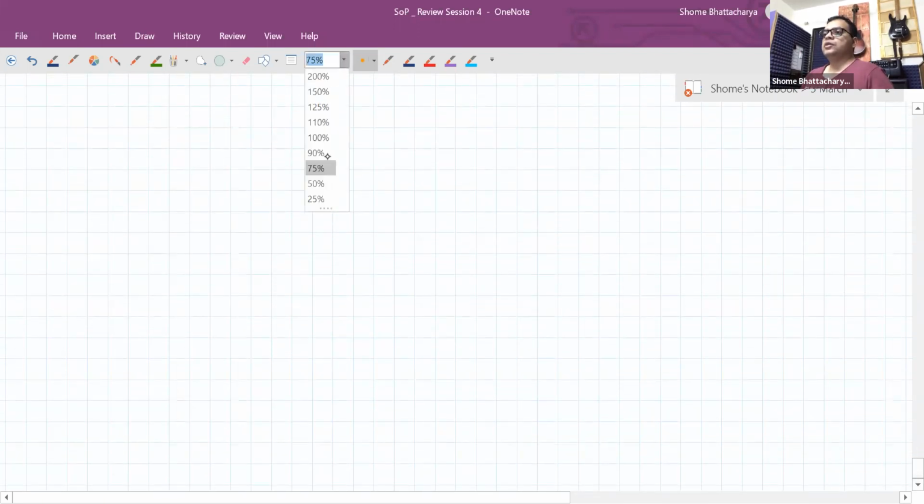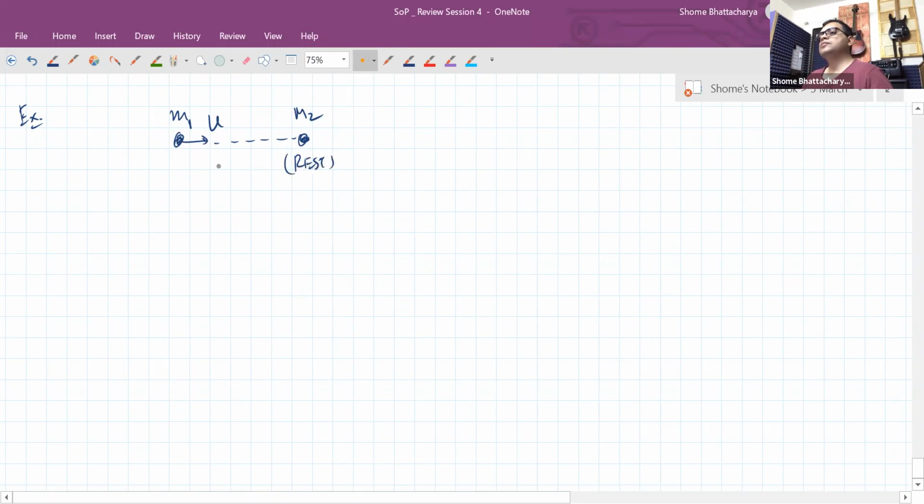Next up, we'll see another important special case of perfectly elastic head-on collision. So if we have a particle of mass m1, which is moving with some velocity u, and it makes a head-on elastic collision with another body which is at rest. So it's a head-on perfectly elastic collision again.